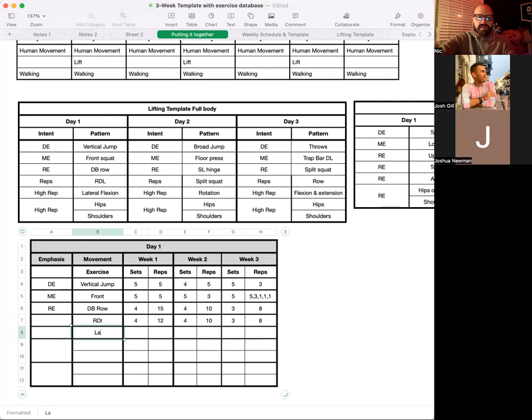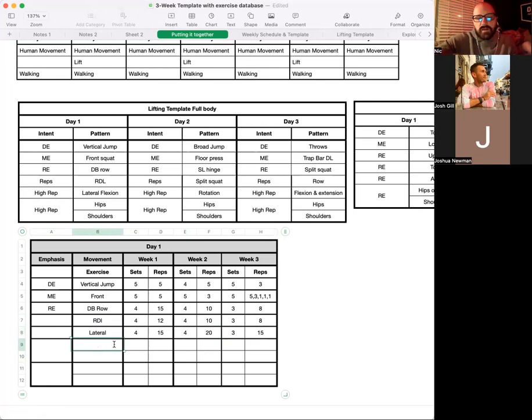Lateral flexion, which is spine. I always do high reps on these. But since we're doing a heavy front squat here, we probably won't go as heavy on the spine work. So 4 by 15, 4 by 20, and then we would drop it to like a 3 by 15, right? And then this would be hips, right?